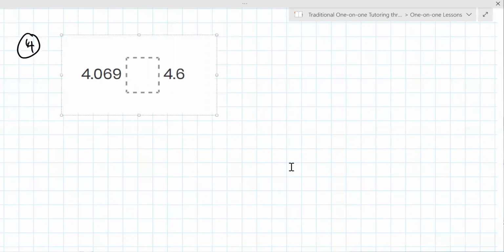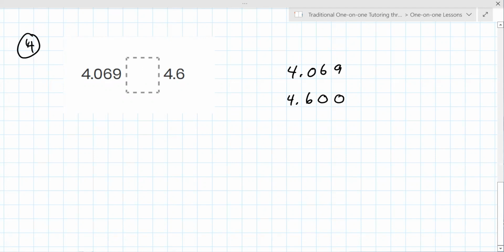It's greater. So is this what you meant? Yeah. Okay. So let's look at this one more time here. 4.069 and then 4.6. Okay. Now here's what you can do. You can actually add zeros. Do you remember doing this the other day? I don't remember if we did this or not.